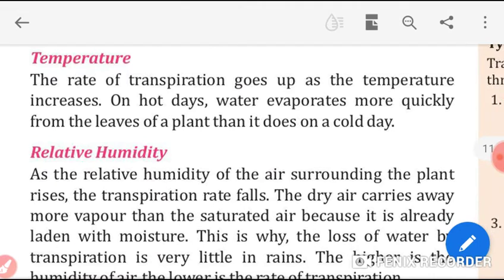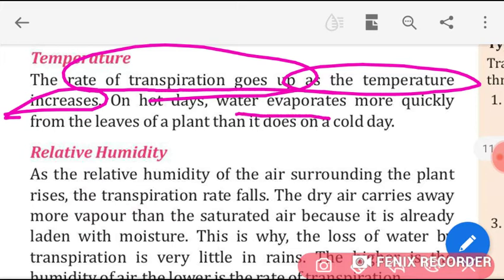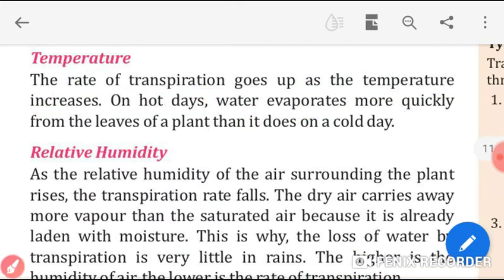What are they? First of all, temperature. The rate of transpiration goes up as the temperature increases. On hot days, water evaporates quickly from the leaves of a plant than it does on a cold day.